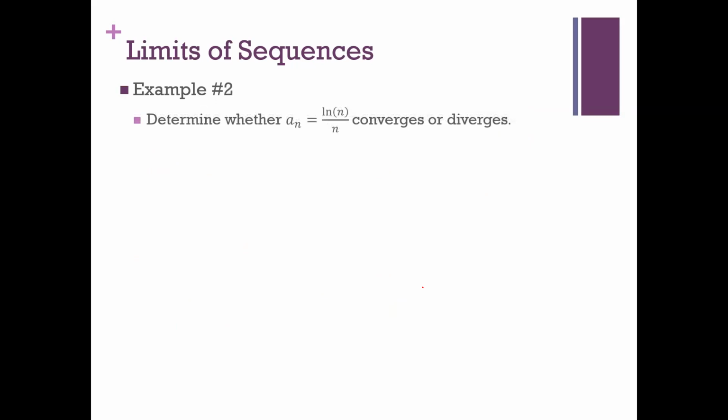How about this one? Any first impulse? It'll converge, how come? The numerator's gonna go slower than the denominator. Okay. So here's the prediction on the table. We have the limit as n approaches infinity of a sub n is equal to what?